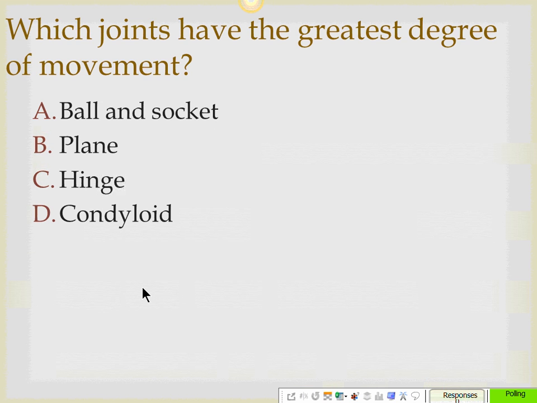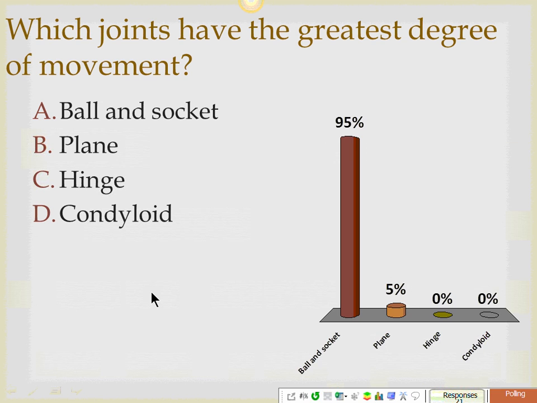Okay, of these, which joints have the greatest degree of movement? Now everybody should get this right. Ball and socket, yes. Plain, very little, just gliding. So not greatest degree. Greatest is ball and socket.